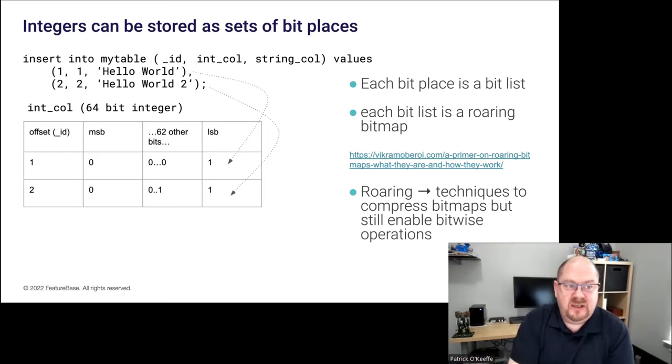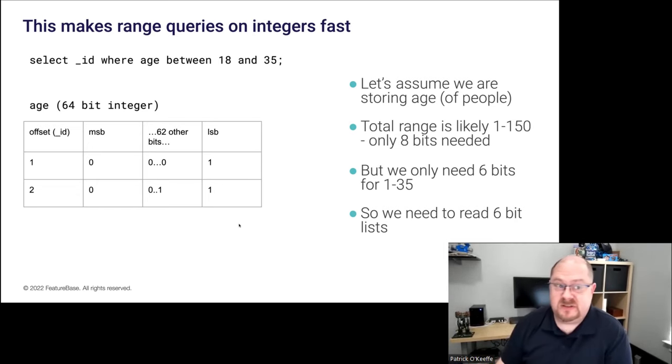And so you'll see in this slide here, I'm inserting two rows into a table, and I have two offsets, one and two, and then the appropriate bit set in the bit lists. So why is this interesting? Well, this makes range queries really fast. So if you think about a query where you have a table, this is missing its from clause, oops, select ID from my table where age equals 18 and 35. So I'm storing age as a 64-bit integer.